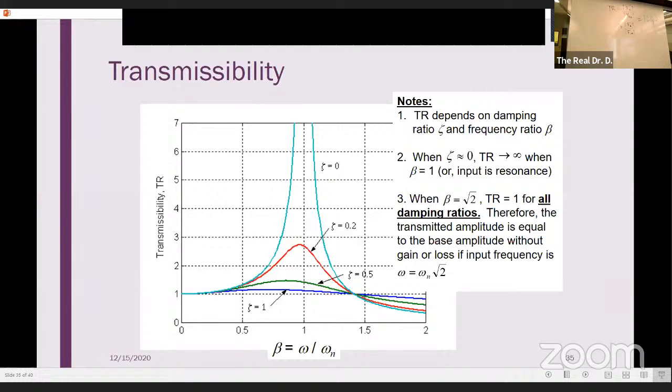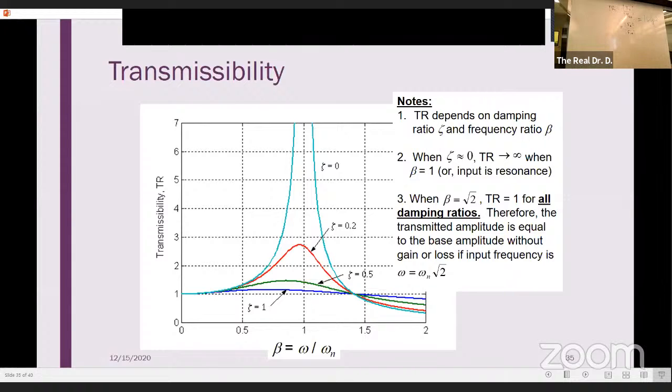But now the damping ratio trend reverses. So you actually want a lower damping ratio to the right of root 2 and a higher damping ratio to the left of root 2. Because ideally for a mechanical system, we are trying to crush these vibrations as much as possible. We're trying to get rid of them.